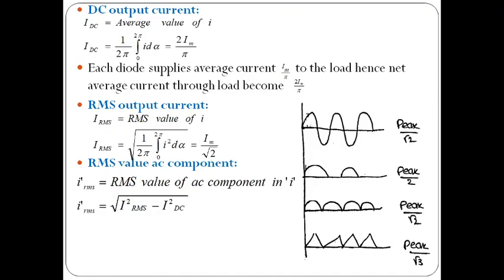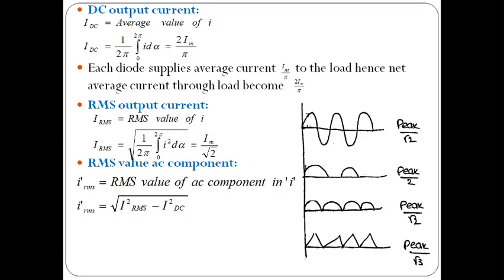Substituting these two values in the formulas, you will get IDC in the full wave rectifier equals 2Im by π. Yes, it is nothing but the average value of I. So we already know the formula, it is equal to 1 by 2π integral 0 to 2π of I dα. So instead of I dα over 0 to 2π, it is divided into 0 to π and π to 2π. So whatever instantaneous output current values we get are substituted in the 0 to π and π to 2π ranges. By substituting, you will get 2Im by π.